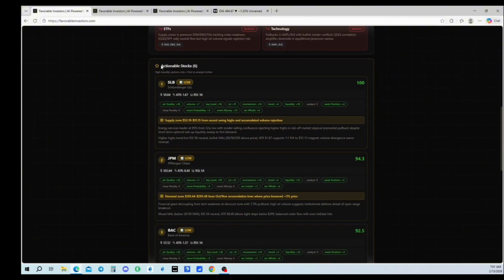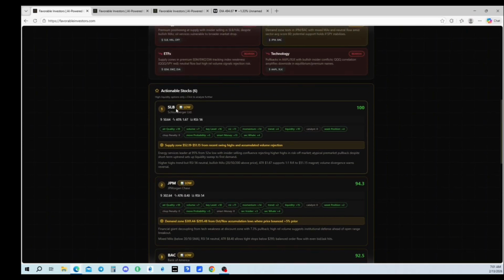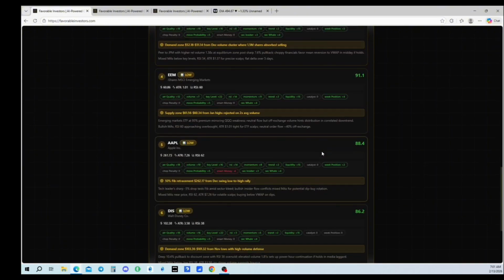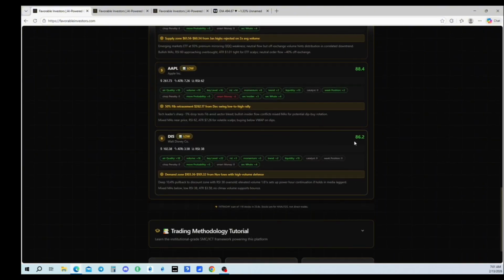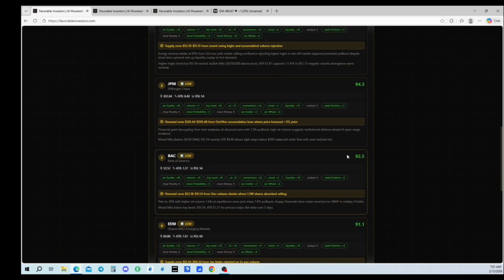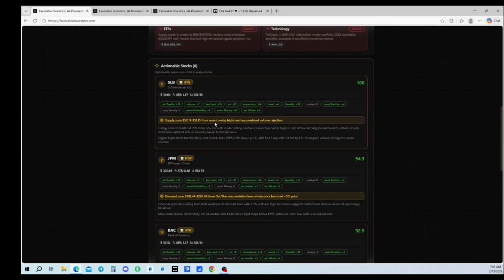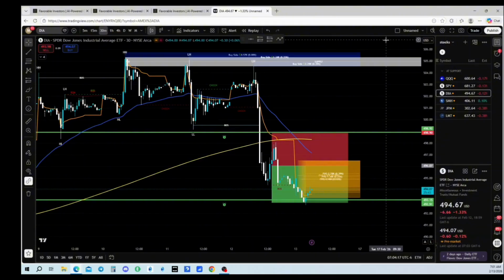Now look, very top of the list on the actionable stocks, we got SLB, JP Morgan, Bank of America. Look at that. SLB is a 100 grade. That is basically telling you that for intraday, SLB should be at the top of your watch list. We got some more tickers down here, but as we can see, this one here, Disney, is an 86 score. I normally only focus on stocks that give a 90 or above, especially this one here. Look, it's saying it's 100. We got to pull that up on the watch list.